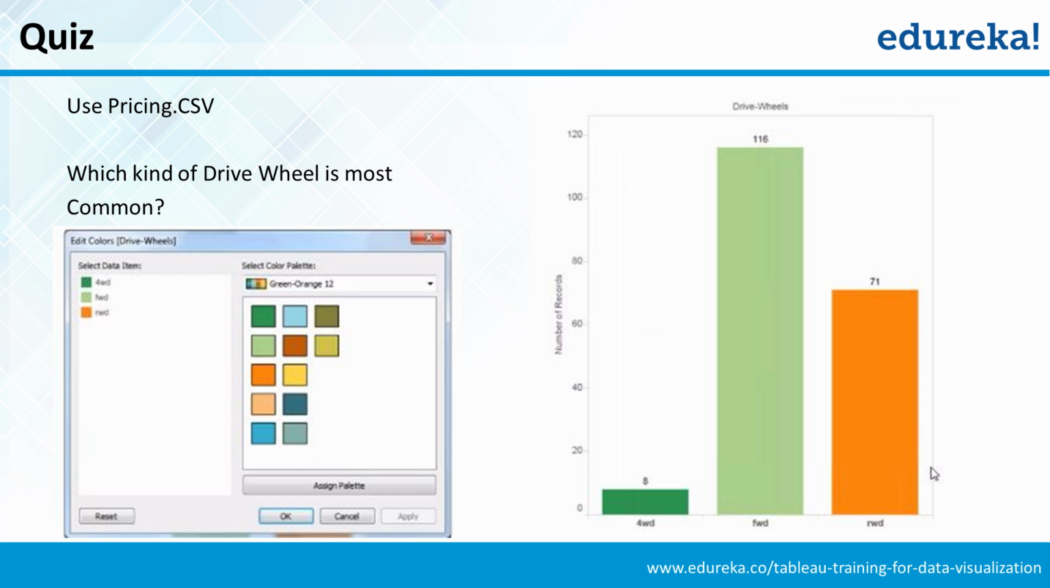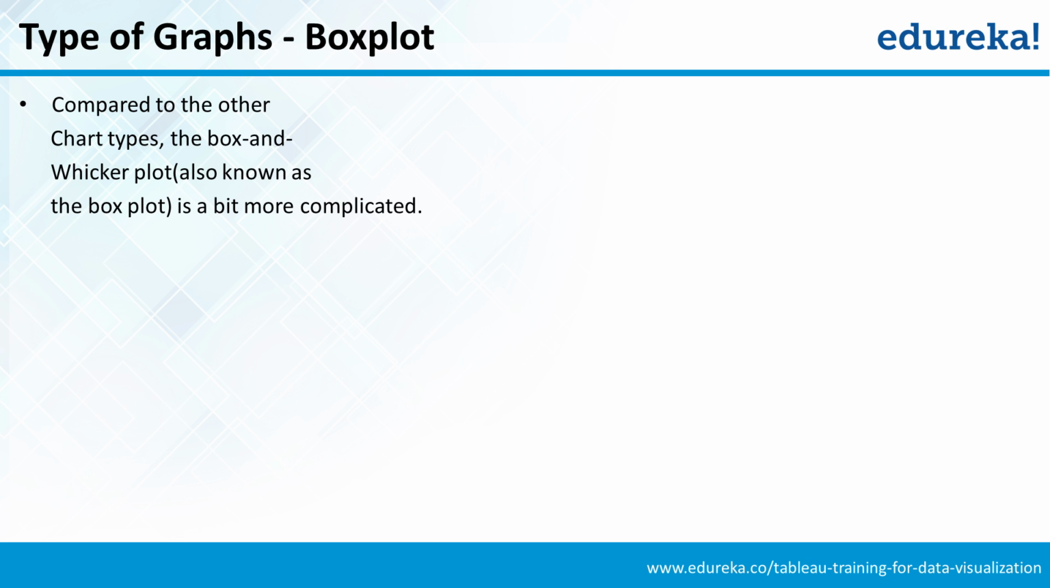So here, there's one thing which we need to take care of. We need to use number of records. So apart from drive wheels, we need to use number of records to create this bar chart. And then we can simply display the labels. Awesome. So everyone was able to create all the visualizations. So let's move ahead and let's discuss about box plot.